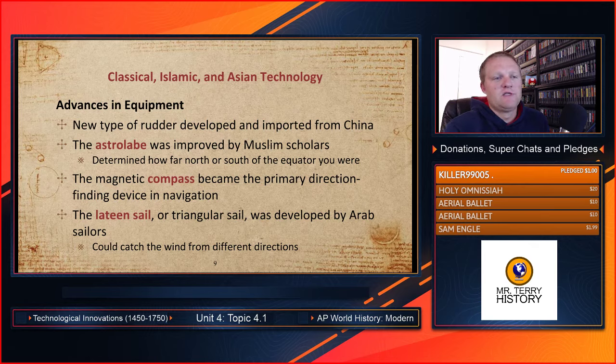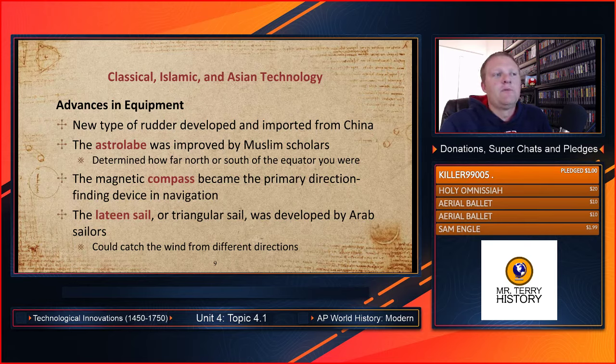As far as directional tools, one of the big early introductions was the astrolabe, and I'll show you some pictures of these in a second. It was made and improved by Muslim scholars and Muslim sailors, and by measuring some angles, I think of the horizon and the sky, I forget exactly how it works, you're able to roughly determine how far north or south you are, basically your distance from the equator, which you can imagine would be really important.